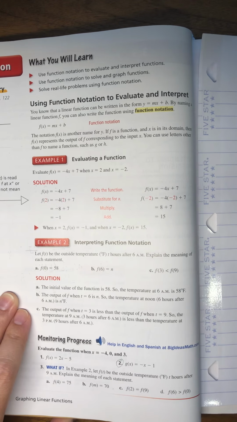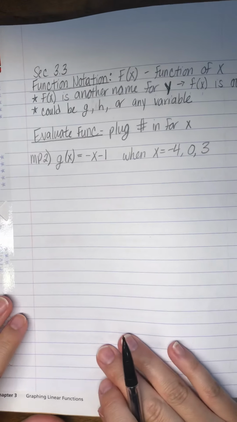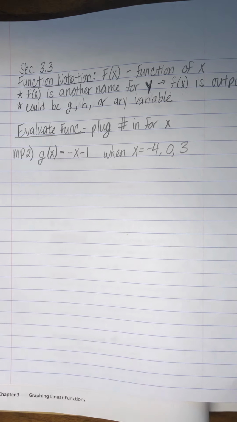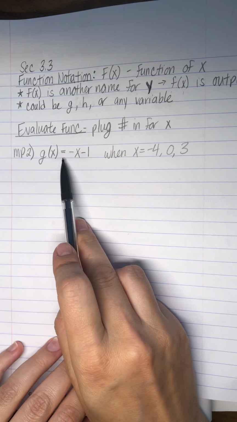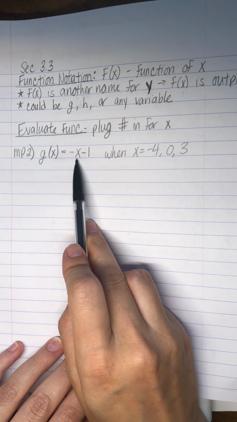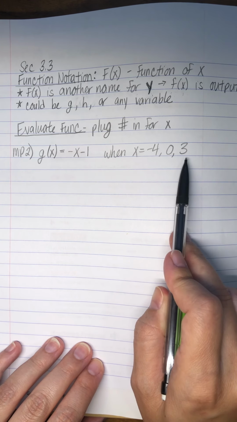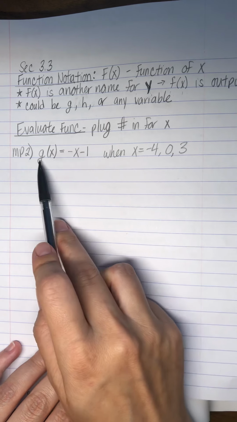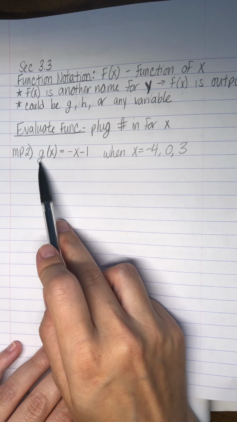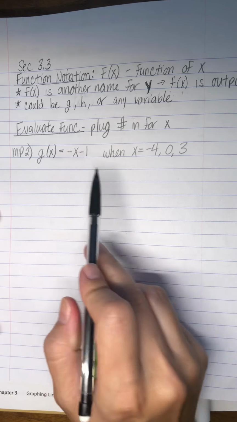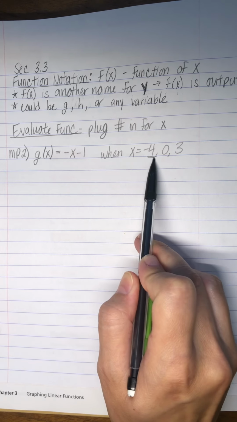Okay, now we're going to do that monitoring progress 2 question here. We're going to evaluate g of x equals negative x minus 1 when x is negative 4, 0, and 3. All right, notice how this time it's a g, but it's still a function. We're going to input each one at a time. Let's start with negative 4.